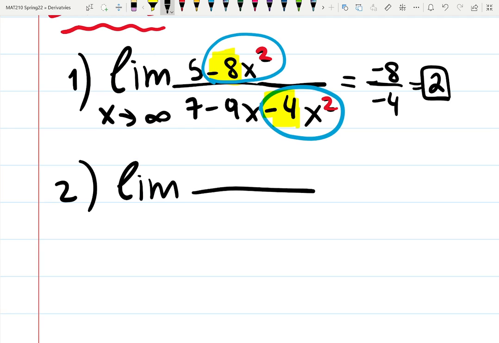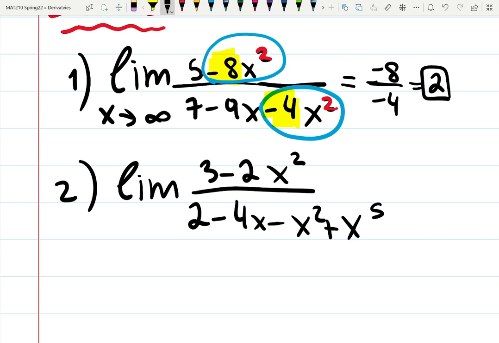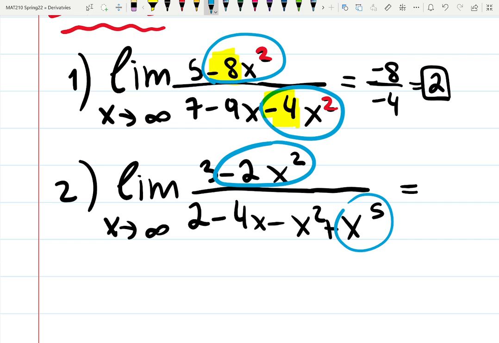Case number two is (3 - 2x^2) over (2 - 4x - x^2 + x^5). At infinity, both of these go to infinity. So your job is to figure out who is faster. If the speeds are the same, it will be like example one. If not, it will be different. Find the leader of the top, minus 2x^2. Find the leader of the bottom. Which one? x to the 5th. Amazing.